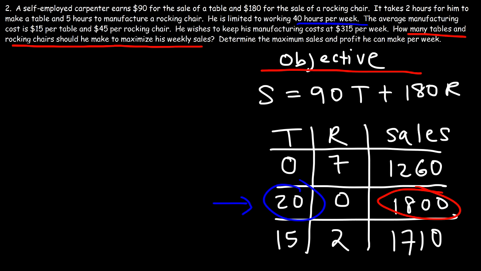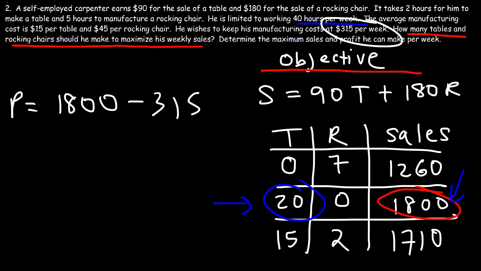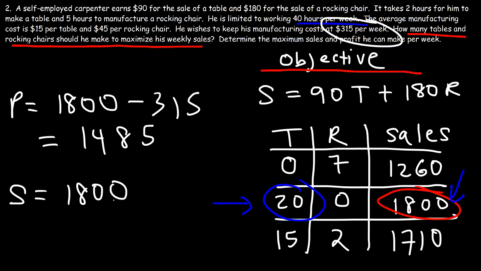Now, to determine the maximum sales and profit he can make per week, it's simply this number. It's 1800 per week. That's the maximum sales. But the maximum profit is going to be the difference between his revenue or his sales, which is 1800 per week, minus his fixed cost of 315 per week. So his maximum weekly profit is 1485, but his maximum weekly sales is 1800 per week.